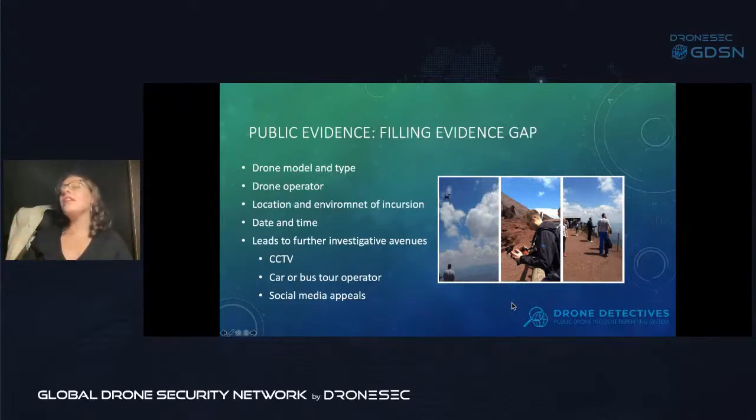You can look into further leads for investigative avenues. So potentially down in the car park of that location, which happened to be a volcano in Italy, you can get some CCTV. You can maybe look to see if that person got off a tour bus operator or out of a particular car. And from there, you could potentially even locate them if you could get it down to a tour bus and ask who was on that tour at that particular time. You can take it out for social media appeals. That middle image is great for some sort of social media appeal.